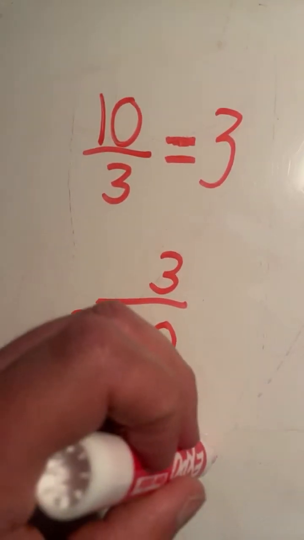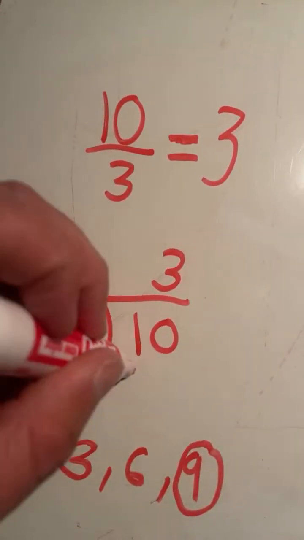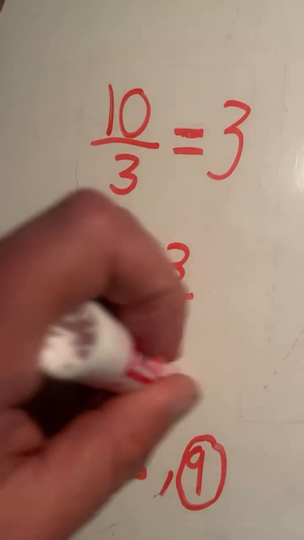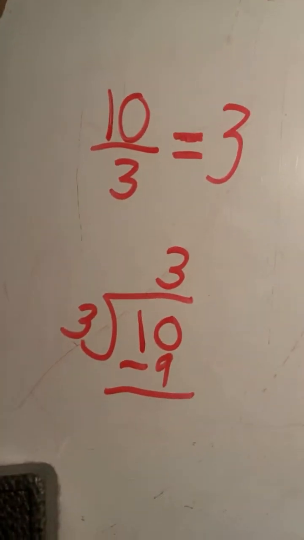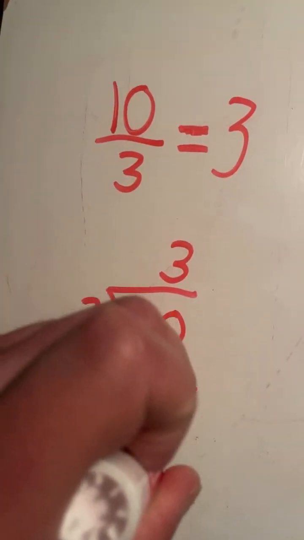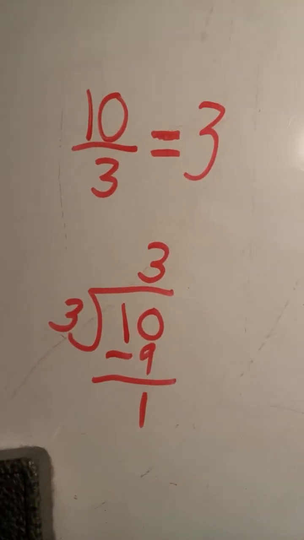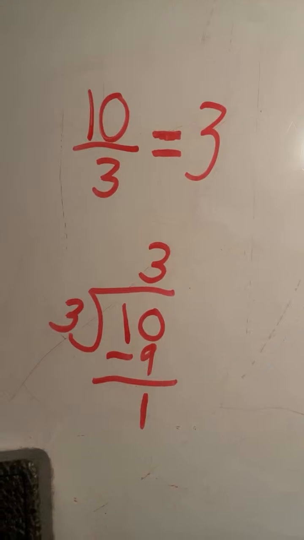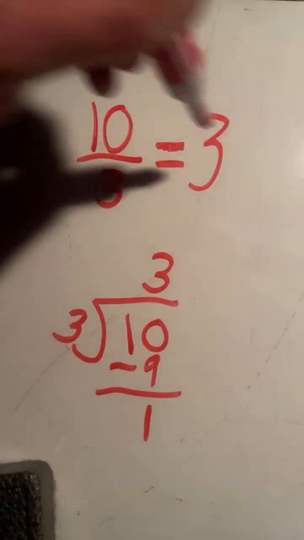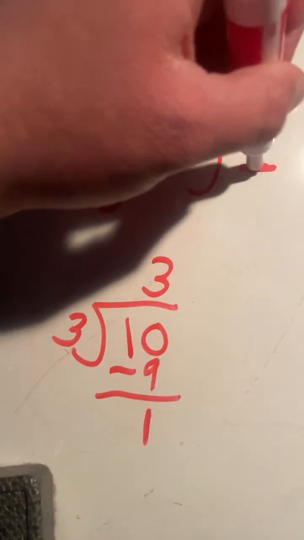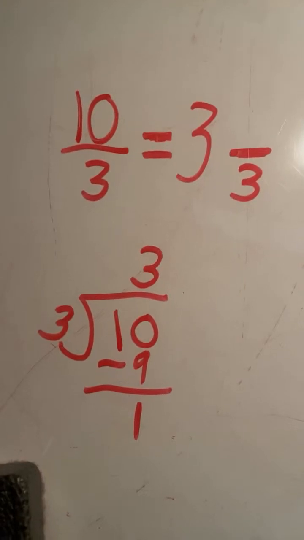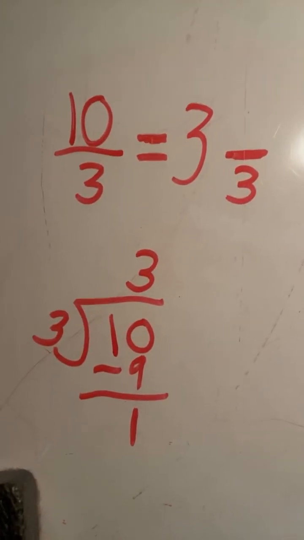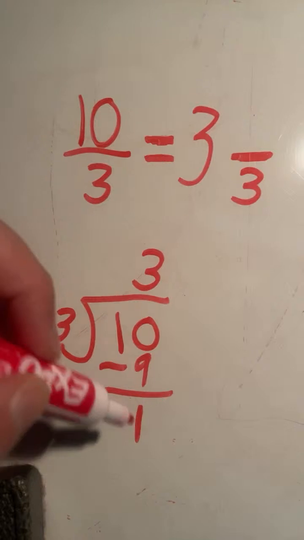Now to find my remainder, I have to subtract the last number that I skip counted. So 10 minus 9 is what I need to subtract. 10 minus 9 equals 1. Now the denominator stays the same. As I've said in all my other problems, whatever the denominator is for the improper fraction, it's going to stay the same for the mixed number. My remainder is my numerator. I have a remainder of 1.